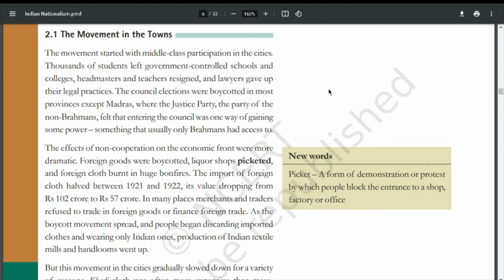The effects of non-cooperation on the economic front were more dramatic. Foreign goods were boycotted, liquor shops picketed, and foreign cloth was burnt in huge bonfires. The import of foreign cloth halved between 1921 and 1922, its value dropping from Rs 102 crore to 57 crore. In many places, merchants and traders refused to trade in foreign goods or finance foreign trade. As the boycott movement spread and people began discarding imported clothes and wearing only Indian ones, production of Indian textile mills and handlooms went up.